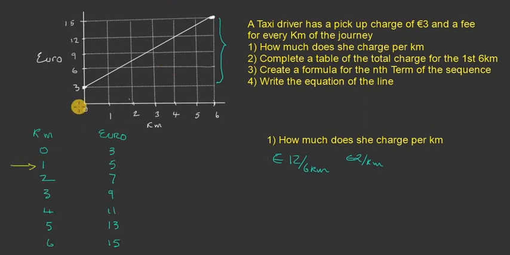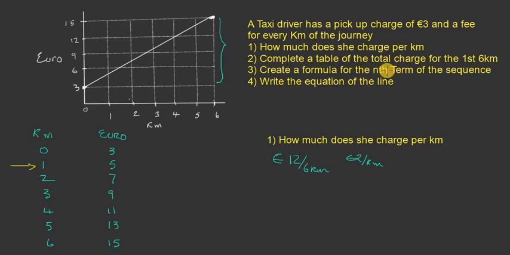Okay, here we are. I can see at 0 kilometres is €3. At 1 kilometre, I can't read it from here, but I know it goes up €2 every kilometre. So I can add on 2 onto the 3, and then so on up to 6 kilometres and €15. Just keep adding on 2 all of the time for each kilometre. So that's my table. Then part 3 says create a formula for the nth term of the sequence.